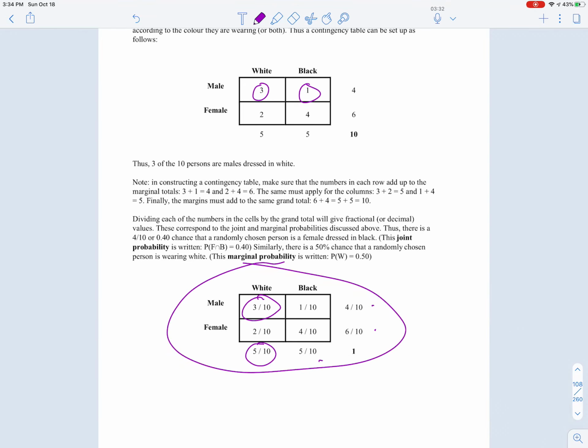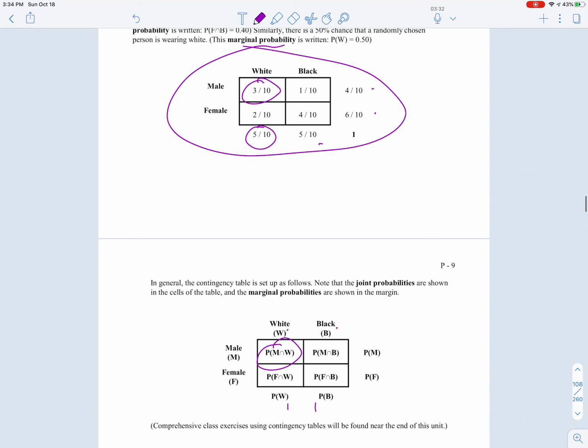Remember, the operative word here is and. So the joint probabilities occur in the intersection, or the inside cells of the table here. Whereas on the outside, these are all the marginals. So these are the marginals, there and there. And then these are the joint probabilities.